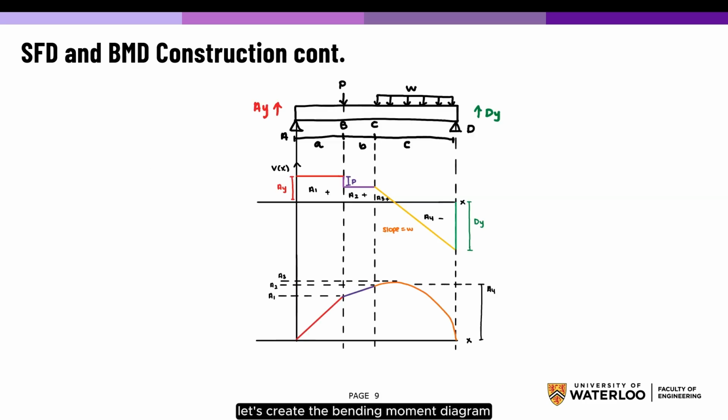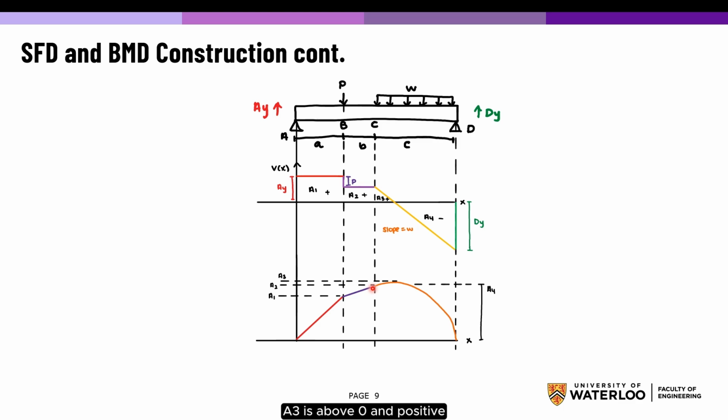Let's create the bending moment diagram using the shear force diagram from the previous example. We start with A1, which is constant and positive. This gives us a linear function that has a slope of Ay and ends at A1. Same thing with A2. It is constant and positive, therefore linear, and will end at A2. It will have a slope of Ay minus P.